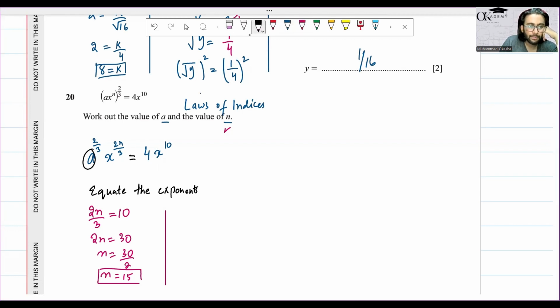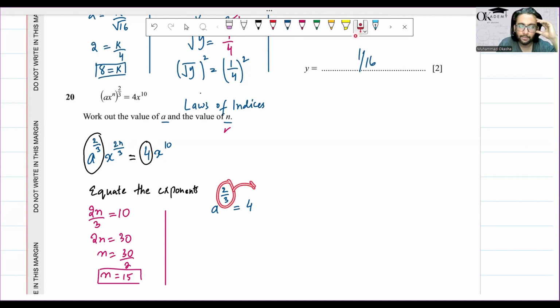In other words, this whole thing should be equal to this. Okay, let me put that over here. So a to the power 2 over 3 is equal to 4. I want just a over here. So this power, I hope you learned this in laws of indices, when it goes over to this other side, it is reciprocal. So a will be 4 to the power 3 over 2.